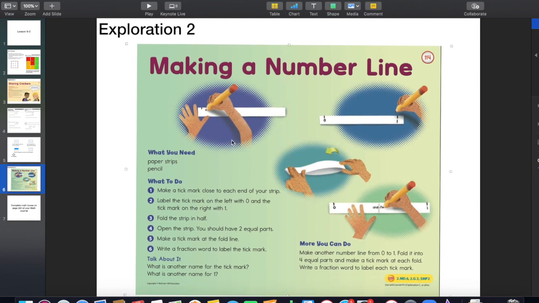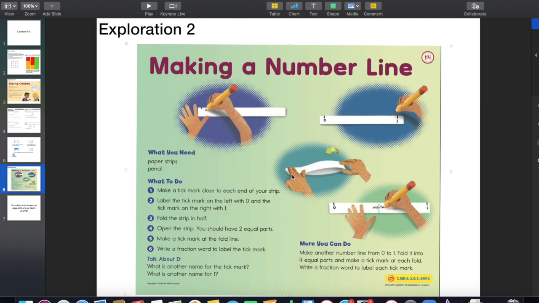Once you finish Exploration A, you're going to move on to the second exploration, making a number line. So what you'll need, paper strips and a pencil. So my suggestion would be just to get a sheet of computer paper or printer paper and cut it into strips, and then you need a pencil. And we're going to follow the directions. It says, make a tick mark close to each end of your strip. So you can see the examples up here. They did a tick mark here and a tick mark here at either end.